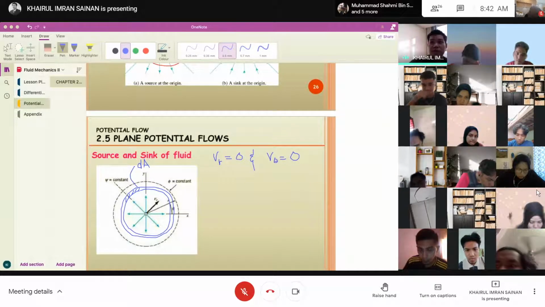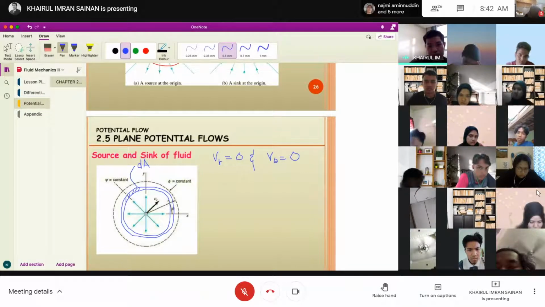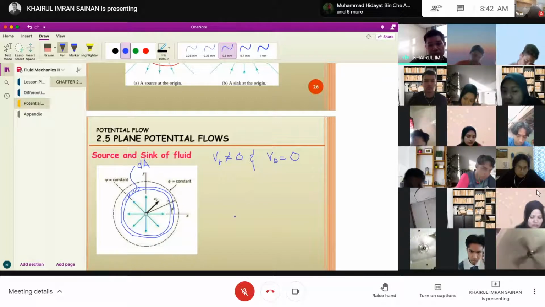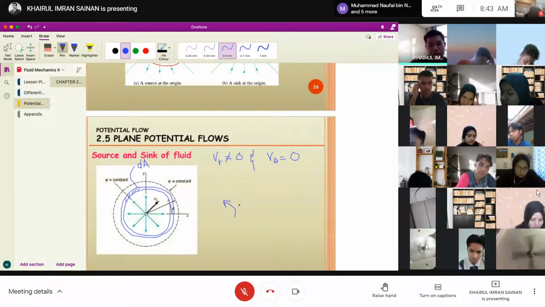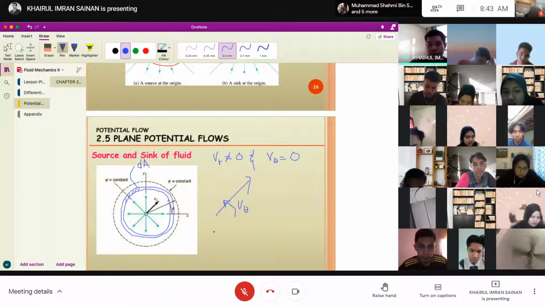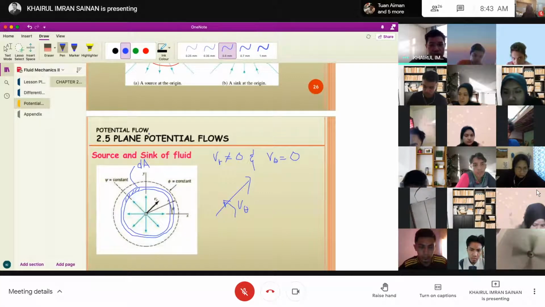One answer is there will be a VR. VR is not equal to 0, right? It's correct, because the direction of flow is VR. So VR is not equal to 0. V theta equals 0 because there is no V theta, right? Our problem is this way. There's no rotation to the source plane, so that's why V theta equals 0.